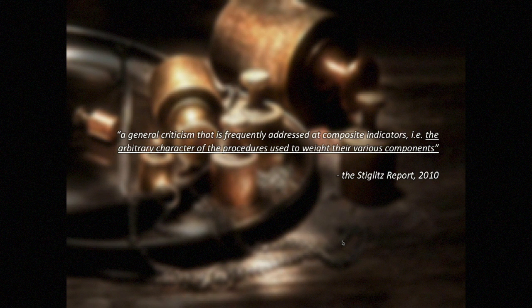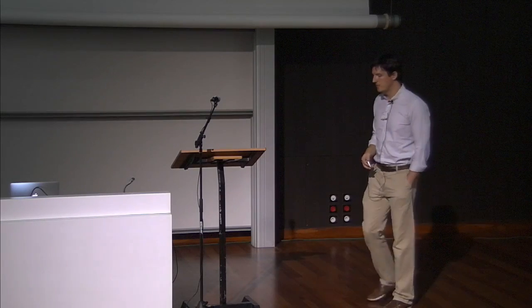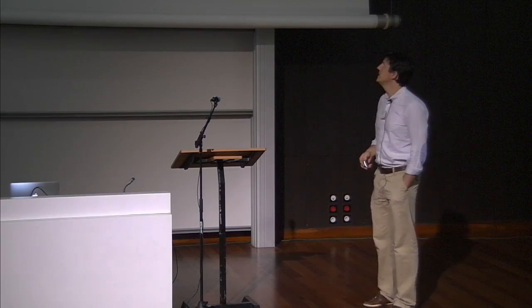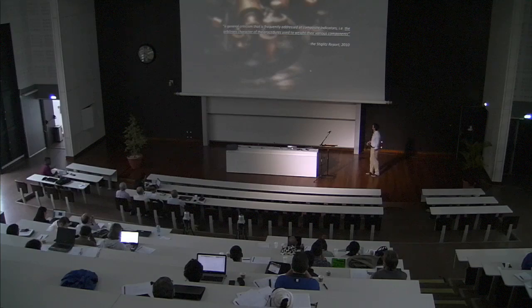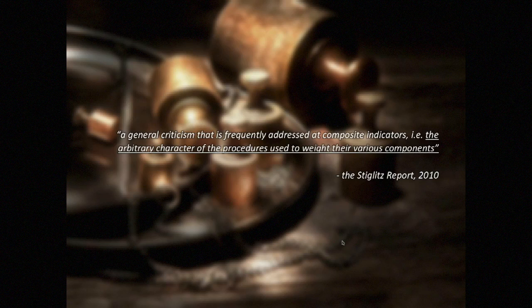Now, the Stiglitz report in 2010, which was a report made after the financial crisis, one of the conclusions that it identified was related to composite indicators. And it said that the general criticism of composite indicators is the arbitrary character of the procedures used to weight their various components. Okay, so this is something that's quite well known. These weighting techniques are not particularly transparent or not well explained in some way.